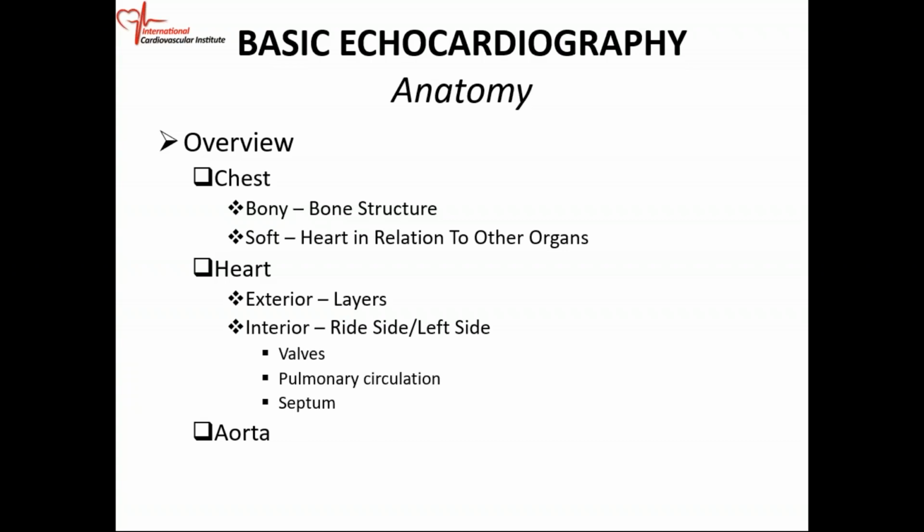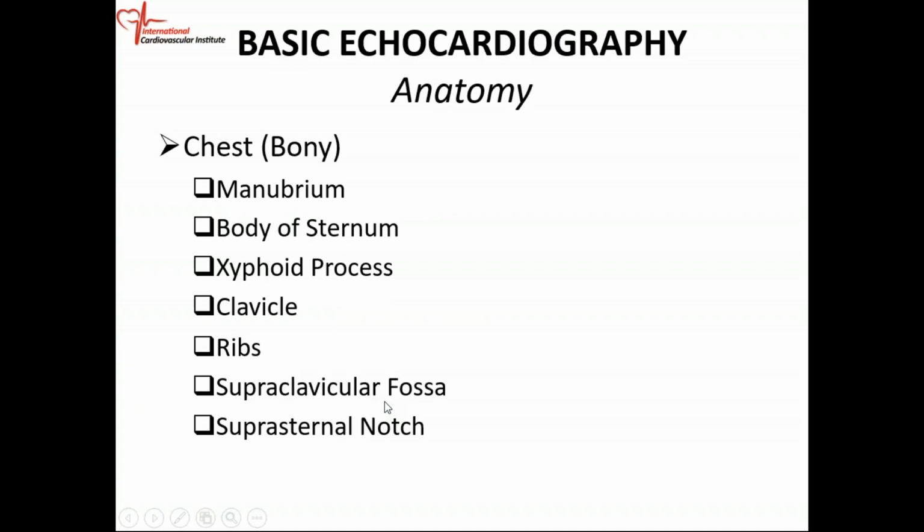So what we're going to do in the anatomy session is look at the chest. Of course, we're going to look at the bony structures that make up the chest. We're going to look at the soft tissue that's in the chest cavity, of course the heart and the related structures. And also, we're going to look at the aorta because we image the aorta when we do echo, so that's a very important organ for us to look at.